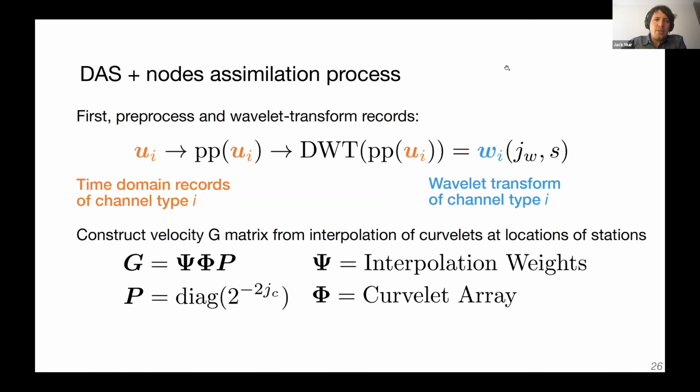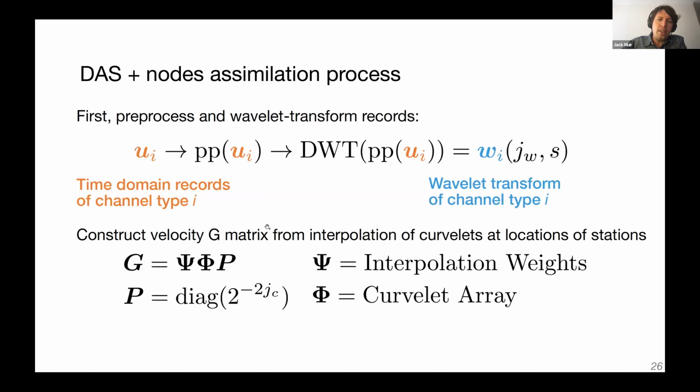So in the DAS form, we go through the same processes. Essentially we pre-process and then wavelet transform the records. So starting with the time domain records for some channel type I, we pre-process them, do the discrete wavelet transform, and then we end up with this wavelet transform of type I. And then we construct the velocity G matrix.